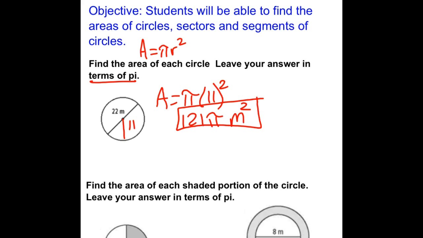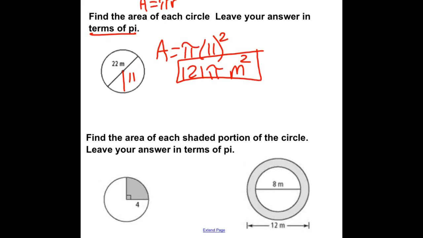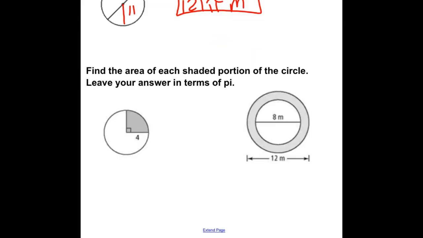Where things got a little bit more complicated is finding area of sectors, segments, and random portions of a circle. So that's what we're getting into down here. It says, find the area of each shaded portion of the circle. Leave your answer in terms of pi. So this right here is what we refer to as a sector. It's like a piece of the pie.